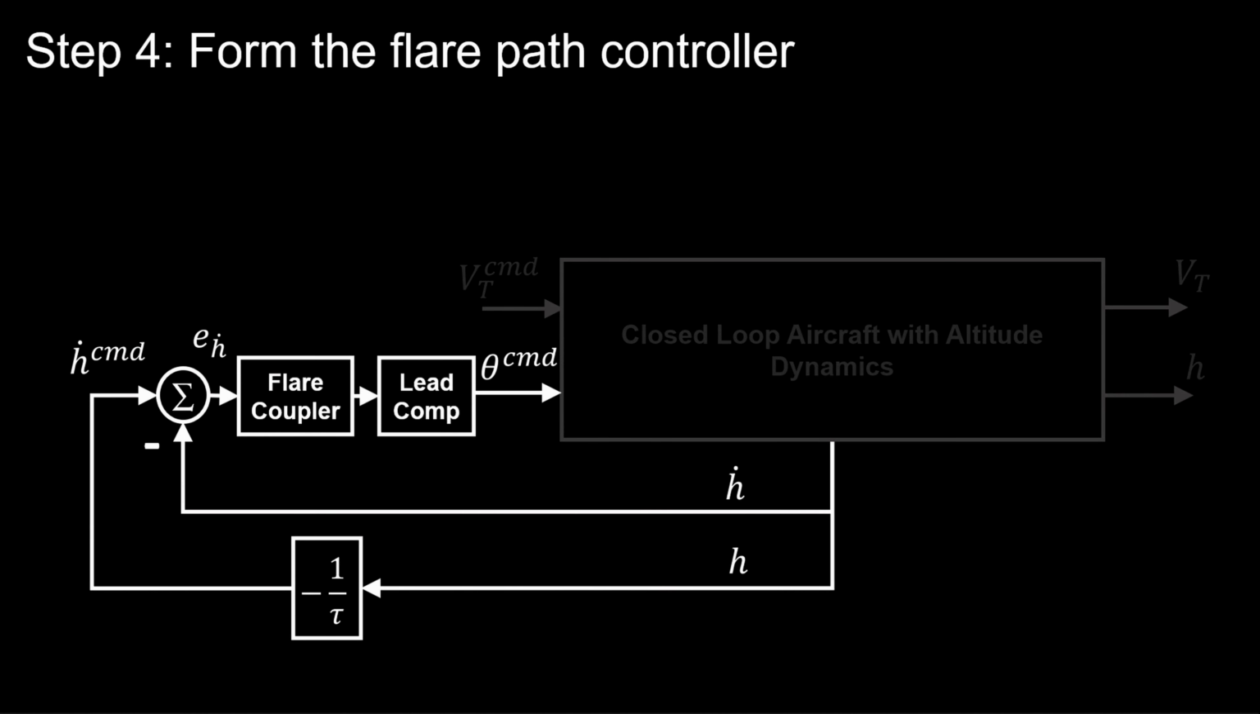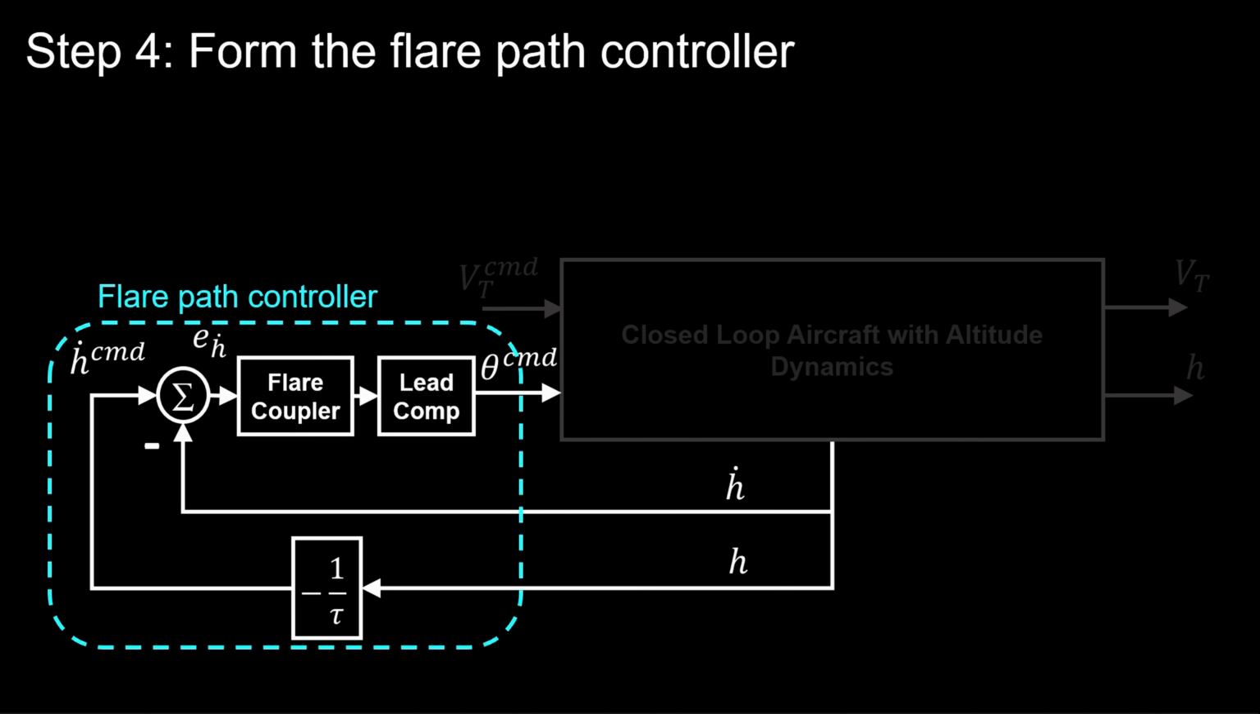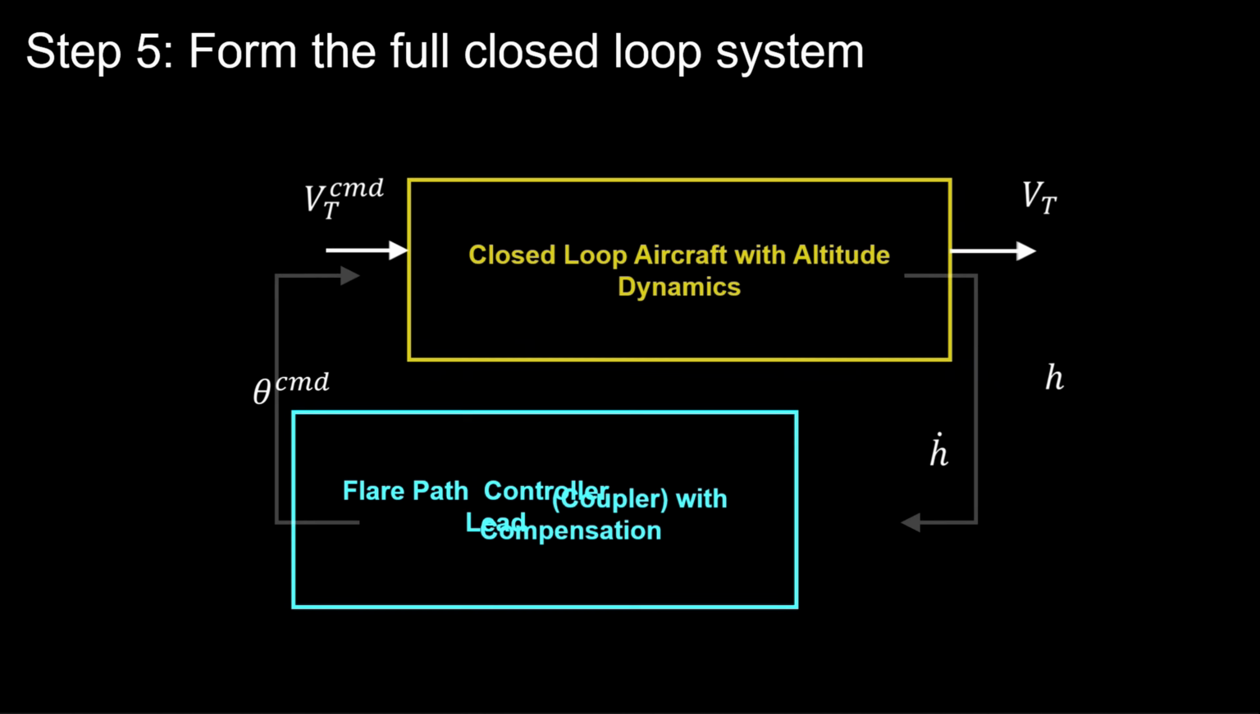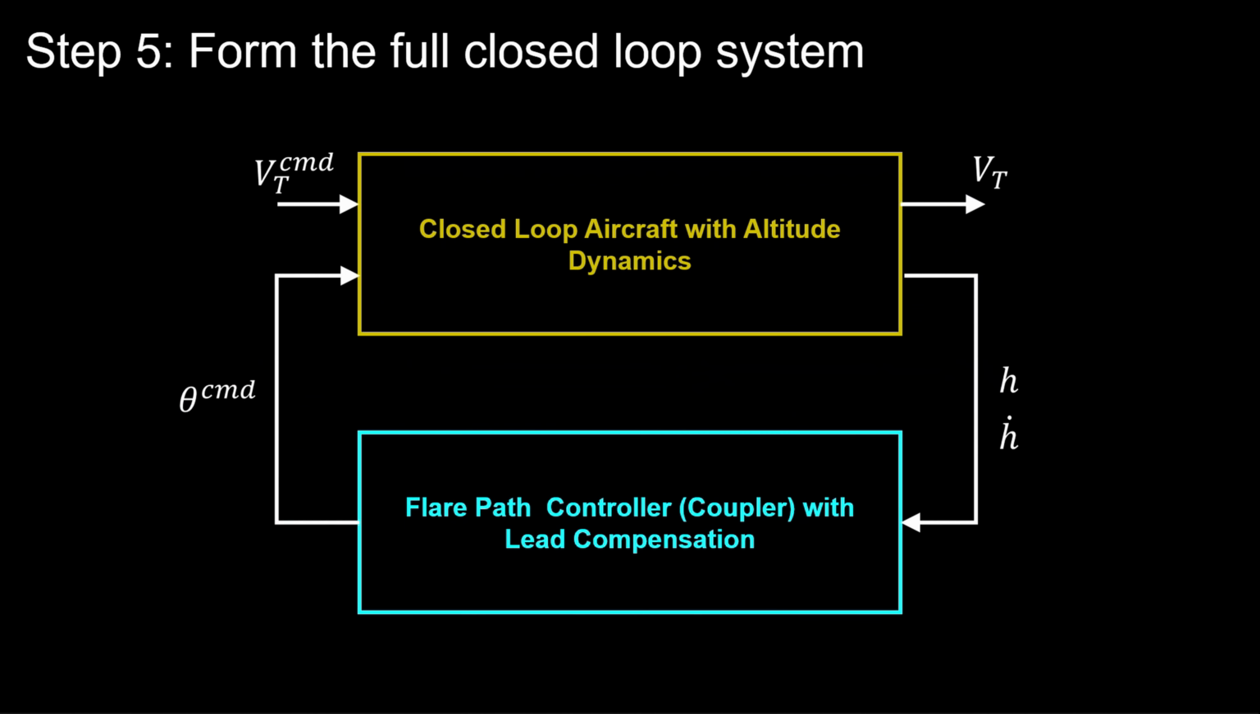The flare path control connects through the pitch angle command input. Altitude rate are fed back, and the flare path controller provides that command to pitch angle to maintain the flare path. Ultimately, we close the loop between the plant and the controller, resulting in a single closed loop system that describes flare path tracking control.